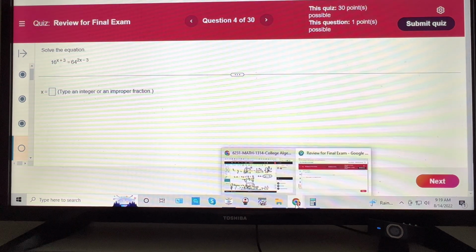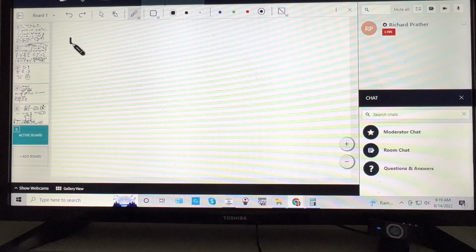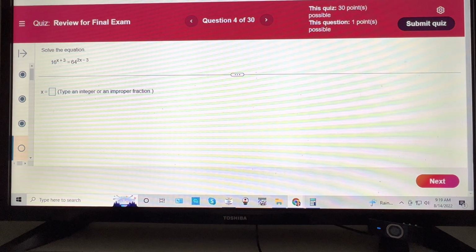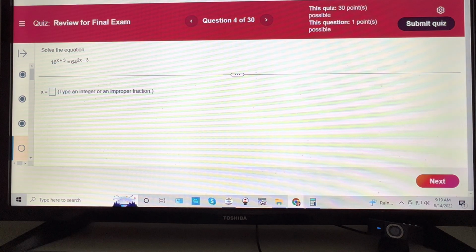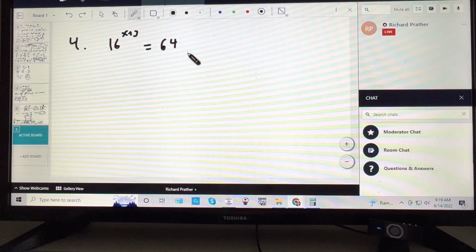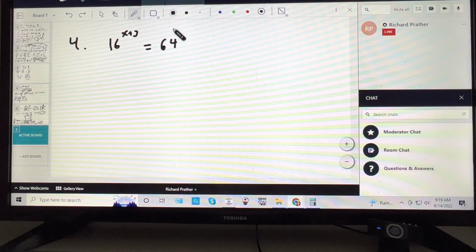Okay, next up is solving exponential equations. One type is where you can make both the bases the same. Another type is where you have to use logs when you can't make both of the bases the same. But these two I can make the same. Sometimes you can make the bigger one look like the smaller one. Other times you have to change them both to a smaller one.